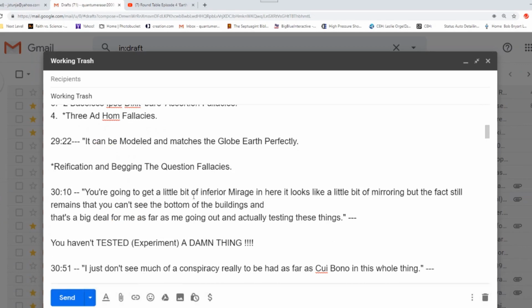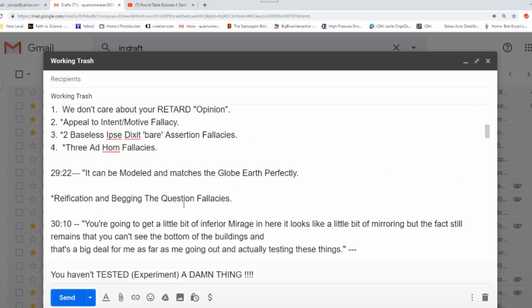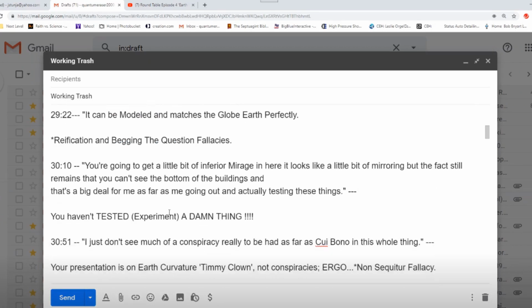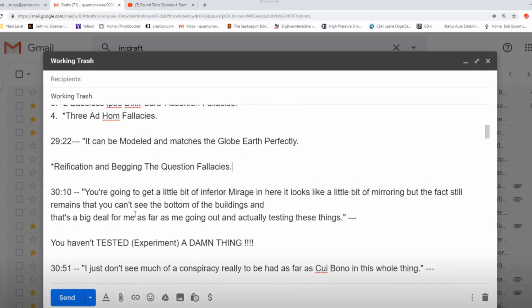2922, it can be modeled and matches the globe Earth perfectly. Guess what this is? Well, it's a reification combined with begging the question fallacies, right? Because you have yet to prove this, and this is a reification fallacy. Simple. Anything there? Too easy. Go ahead. I was just going to say, I'll interrupt when I've got something.